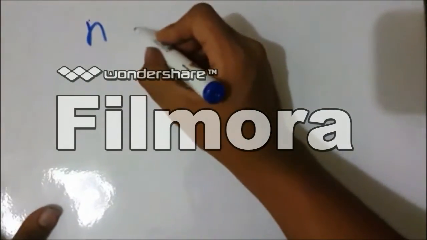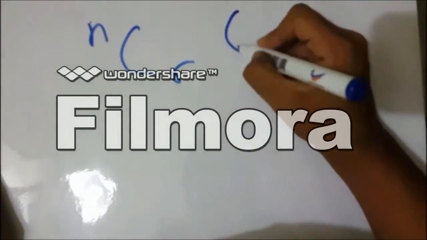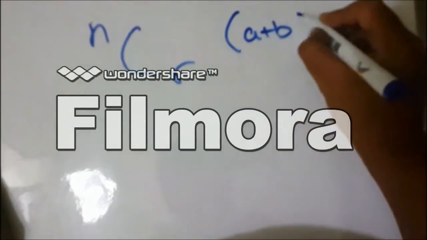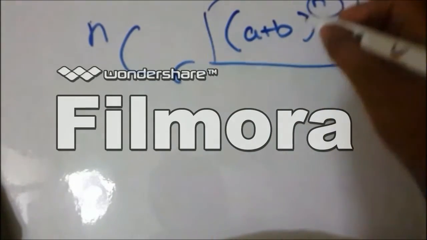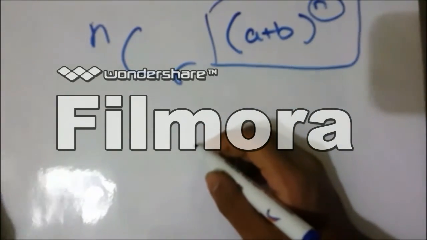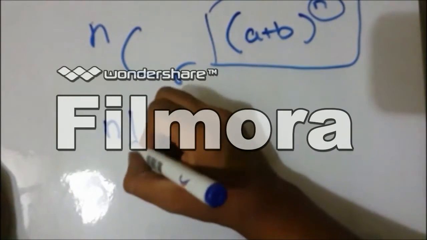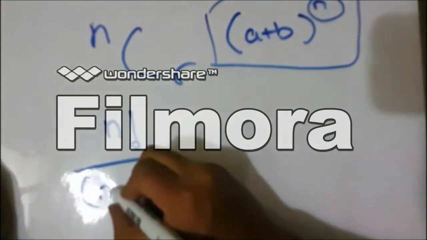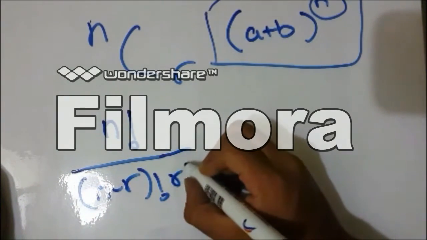So let us introduce this new term called nCr. It's basically for (a + b) raised to n. This is a polynomial equation. Here we know what n is. nCr is basically equal to n factorial divided by (n minus r) factorial multiplied by r factorial.